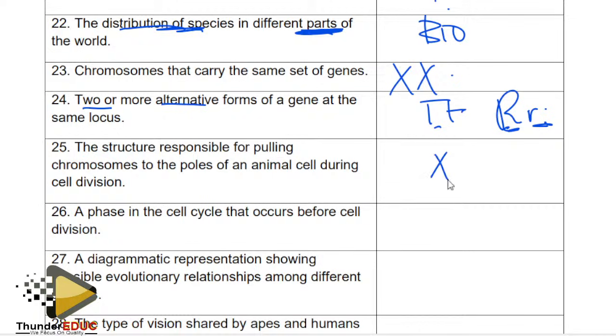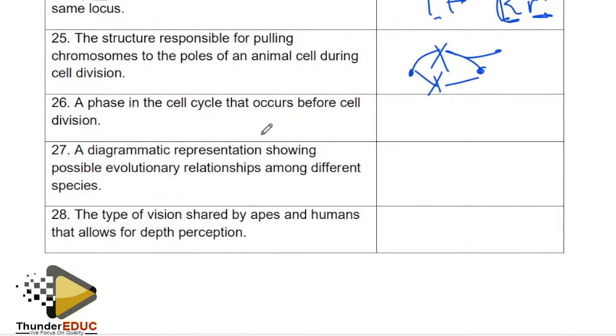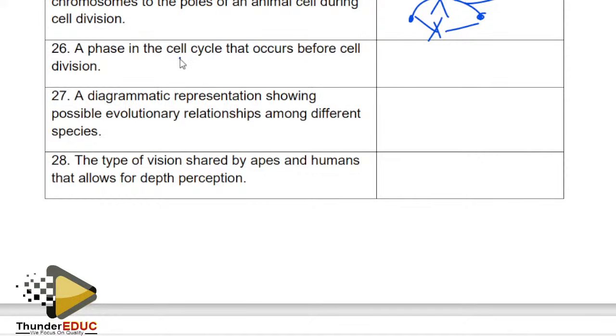Opposite poles. You remember when you are like this, how do you call that structure which pulls the chromosomes to opposite poles? We call it spindle fibers, they are the ones which pull. Then they're saying a phase in the cell cycle that occurs before cell division: interphase. They're not saying a phase in meiosis. They're saying cell cycle, so you talk about interphase.